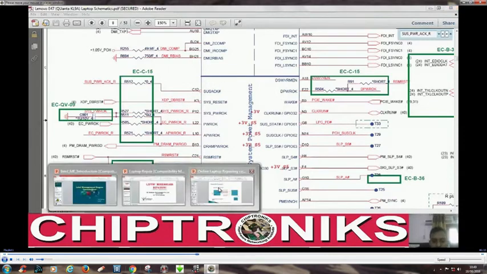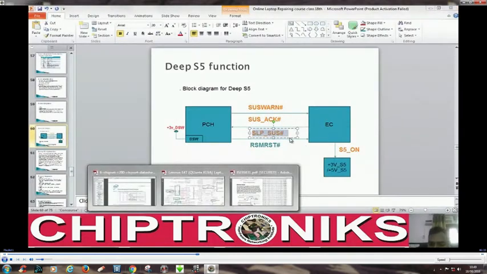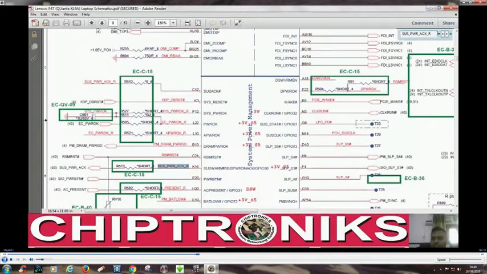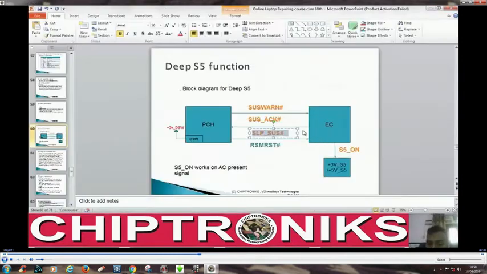So this is coming from the IO controller, and SLP_SUS. After the IO controller gets SLP_SUS, you see SLP_SUS. In this board, deep S5 is not supported, so this SLP_SUS is not connected. Where it is supported, this SLP_SUS is connected with the EC, the embedded controller.